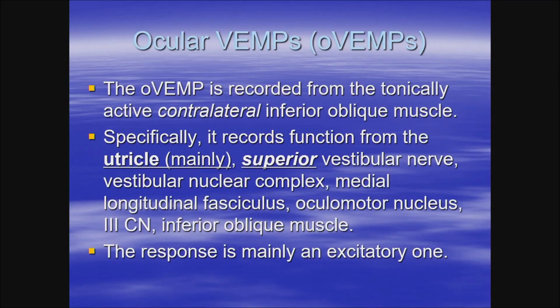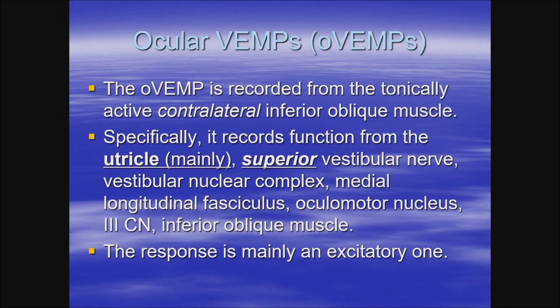So the second type of VEMP that I will talk about that is used clinically now, which was discovered later, is the ocular vestibular evoked myogenic potential. This time we are recording, instead of from the sternocleidomastoid on the same ear that we are stimulating, from the opposite inferior oblique muscle, placing an electrode below the opposite eye.